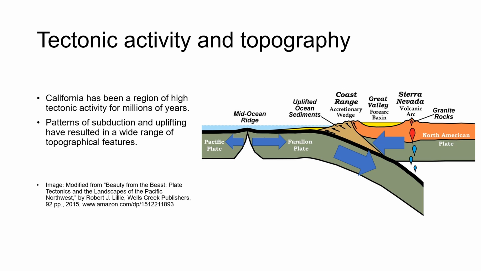California is a region with a high level of tectonic activity, as you all know, and over millions of years, patterns of subduction and uplifting as the Pacific Plate and North American Plate have scraped against each other have resulted in a wide range of topographical features, which you'll see on the next slide.